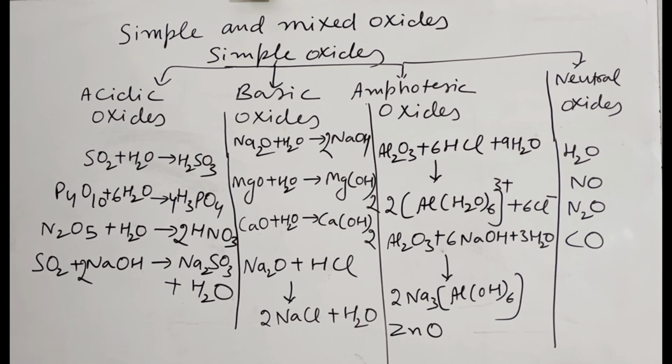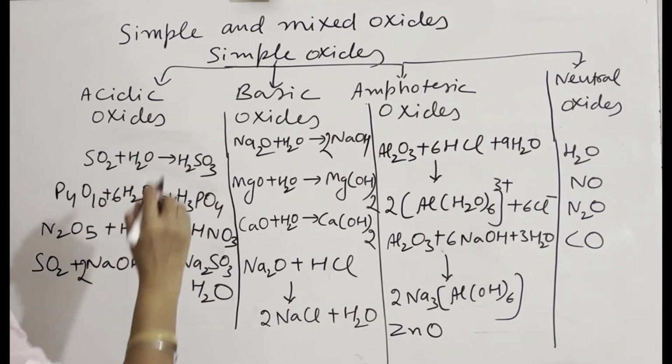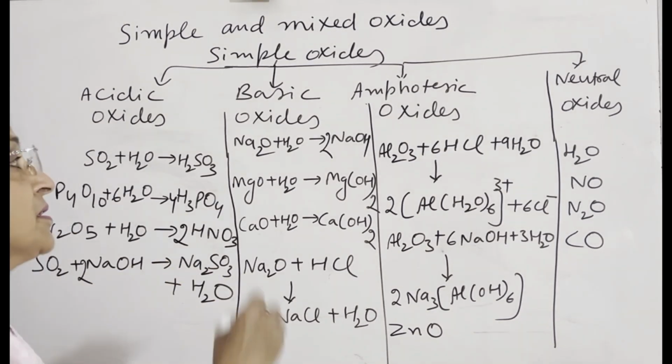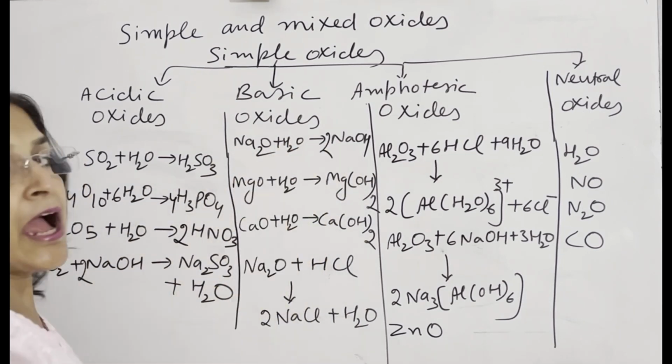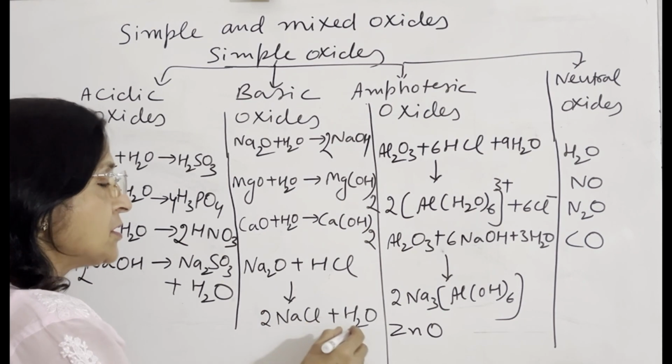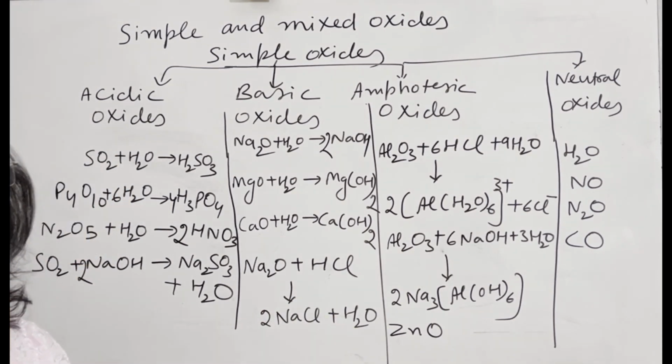Acidic oxides are the oxides of non-metals. Acidic oxides react with water and acid forms. Acidic oxides on reacting with bases form salt and water. Basic oxides: these oxides react with water and produce base. Basic oxides on reacting with acid form salt and water. Metal oxides are basic in nature, but some metal oxides are also amphoteric in nature.